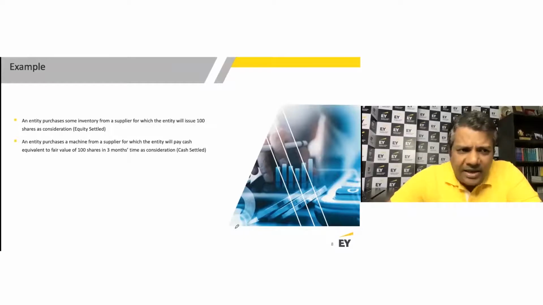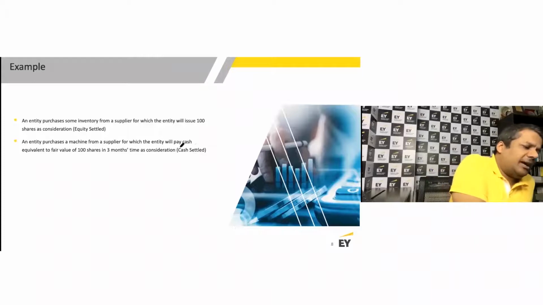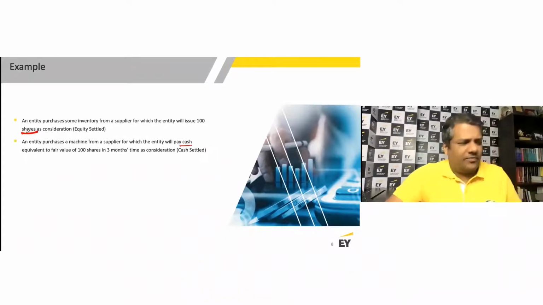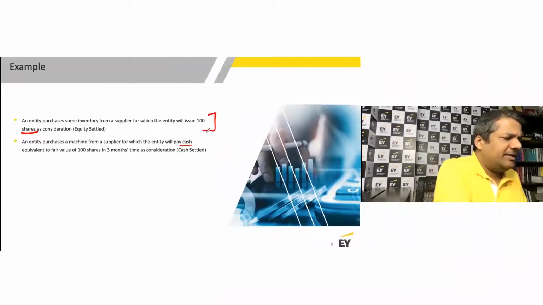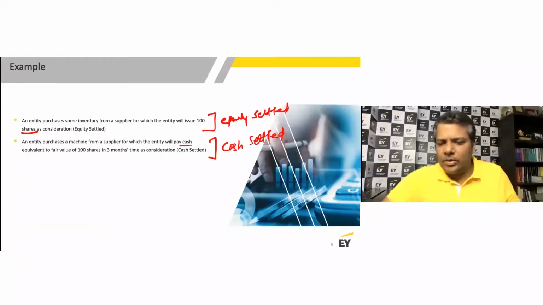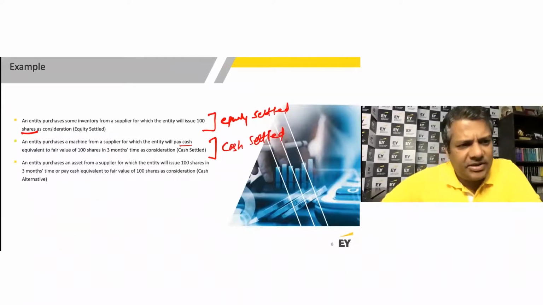Now an entity purchases a machine from a vendor or supplier, for which the entity will pay cash equivalent to the fair value of 100 shares in 3 months' time as consideration. Again, this is cash settled, because here I'm going to pay cash, whereas in the earlier case I'm going to issue shares. So that's the difference. This is equity settled, and this is cash settled.